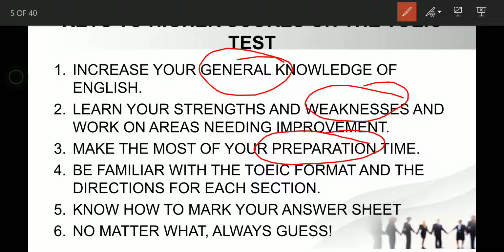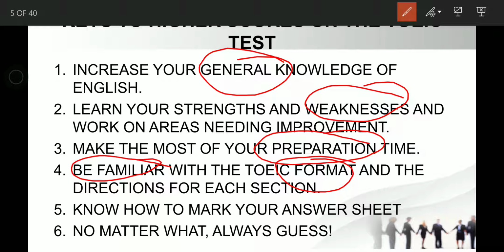Number 4, be familiar with the TOEIC format and the directions for each section. As I told you, there are 2 sections for the TOEIC test, and the directions are different for each part. So you have to be familiar with the directions.